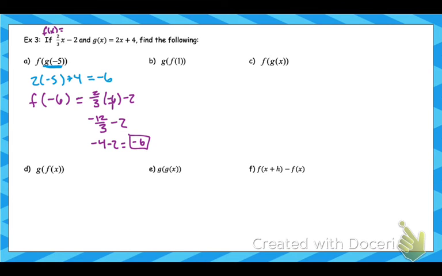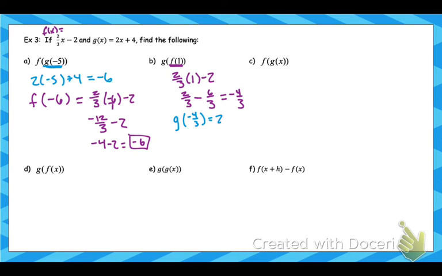All right, g of f of 1. So f of 1 first. Take 1, plug it in for x in the f of x function. So that's 2/3 minus 2. So that's 2/3 minus the common denominator, 6 over 3, which is negative 4/3. That replaces, so now we're going to evaluate g of negative 4/3.